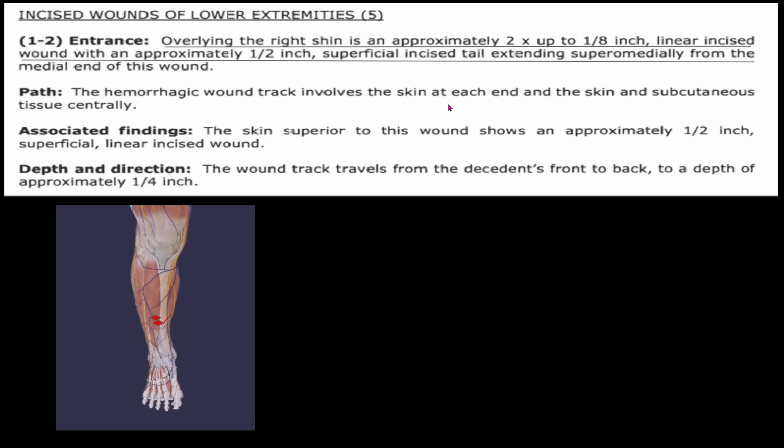Then we get to the lower extremities, and all we have are these two on the right shin that are 2 inches by up to an 1/8 inch linear incised wound. It doesn't say anything about a serrated blade, though. It's just 2 right on the shin. One has a tail, a superficial incised tail.